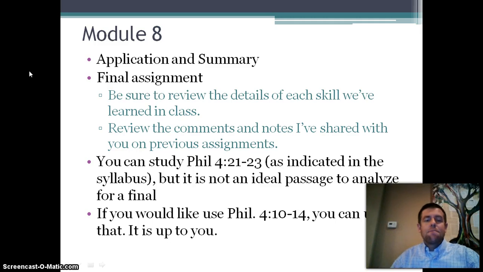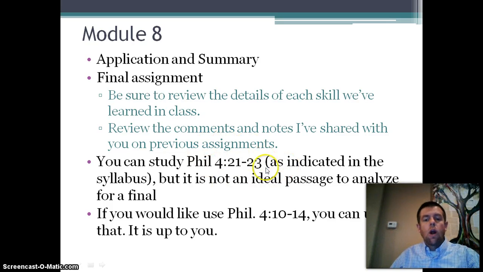So for your final assignment, be sure to review the details of each skill that we've learned. Go back and look at the different week's assignments that are relevant for this assignment and look at the comments. I strongly recommend that you look at the comments that I provided. That's a mistake that I've seen some students make in previous classes, is that they repeat the same errors that they had on prior assignments and really missed out on some valuable points they could have made up for on this assignment.